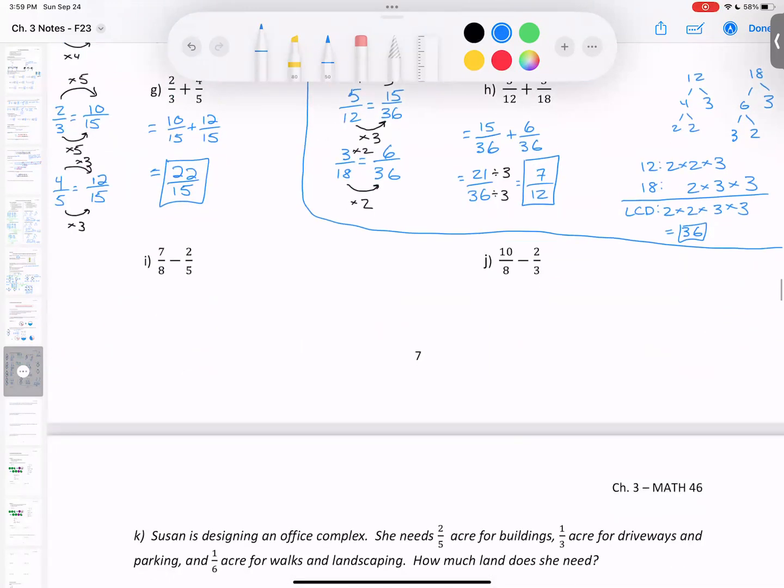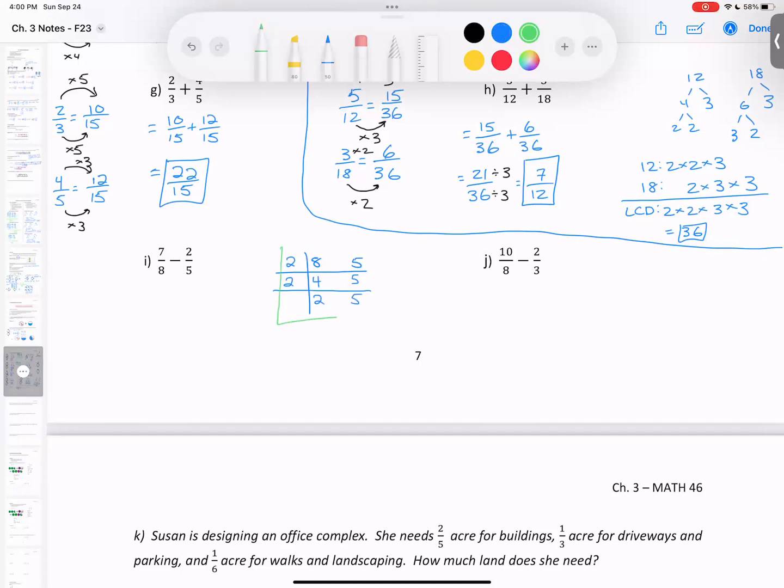Okay, a couple more. So we've got 7/8 minus 2 over 5. Let's figure out our LCD first. This time I'll use the division method. So we've got an 8 and a 5. We're looking for a prime factor here. There are no prime factors that would divide both of those, so I'm going to pick 2. Because 8 divided by 2 gives me 4. My 5 just comes along for the ride. I can once again divide out a 2 to get a 2 here. 5 comes along for the ride.